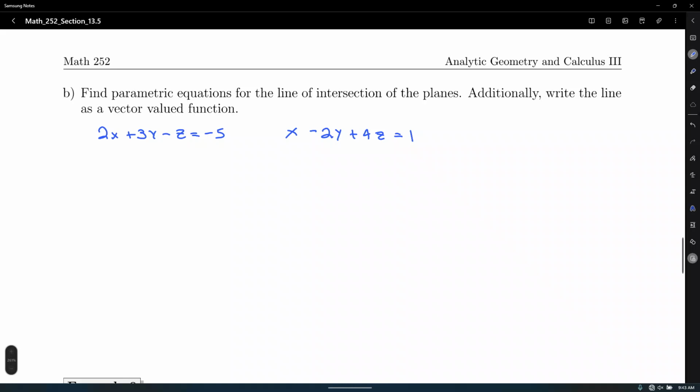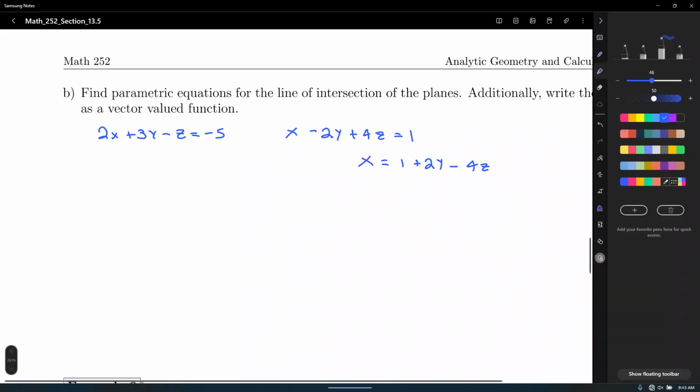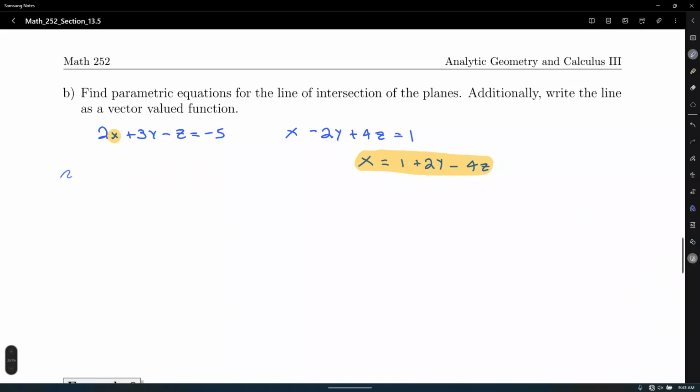So this is what we're going to do. I'm going to solve for x in the second equation. That is x equals 1 plus 2y minus 4z. What am I going to do here? I'm going to substitute this x right here into the first equation. That's going to give us 2 times all this madness: 2(1 plus 2y minus 4z) plus 3y minus z equals negative 5.